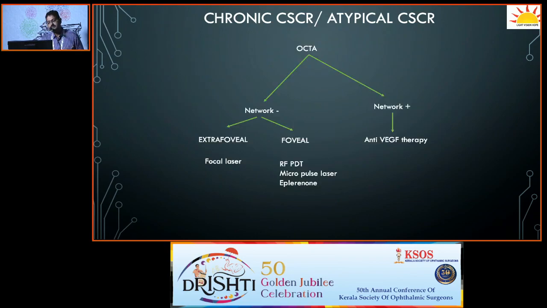So once you get the OCTA, you're basically trying to ascertain whether the patient has a CNVM. So on OCTA, if you see a network, take it as a CNVM and treat it with anti-VEGF therapy. If you don't find a network and you're just seeing staining or leak, if the leak is extrafoveal, do a focal laser. If it is foveal, again the treatment is PDT, micropulse laser, or you can start them on eplerenone.